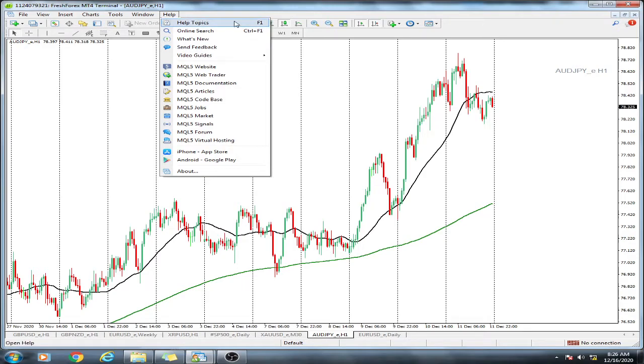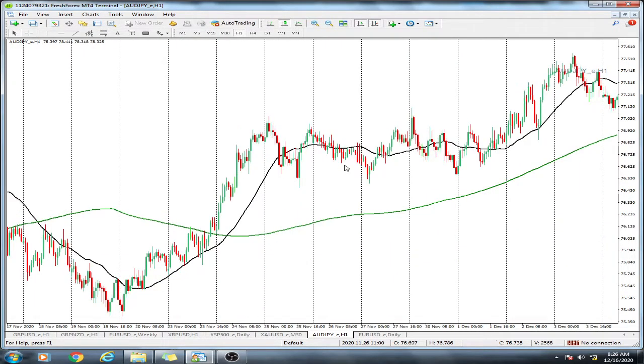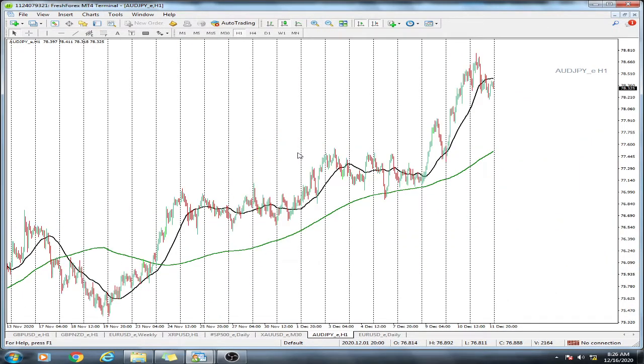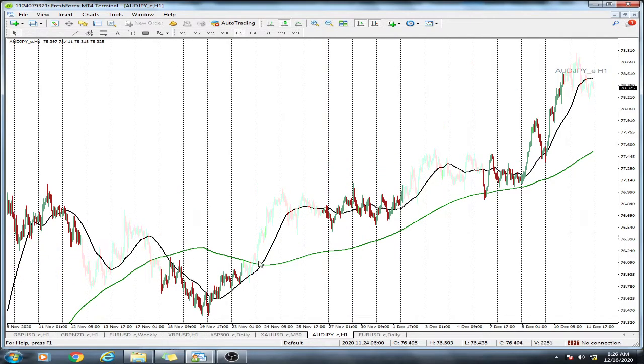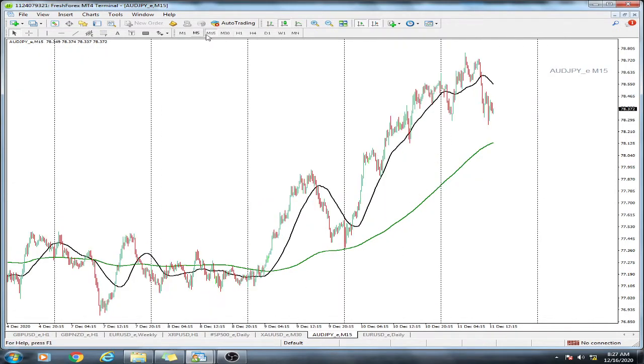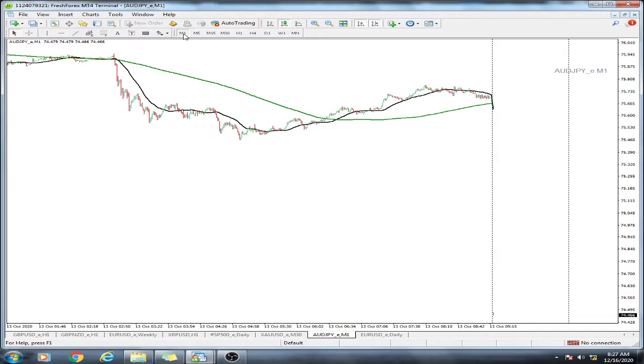here. F1, not F1 exactly. Help. Then you go to F1. You go to help topics. Okay. So this one, with these two indicators, how I trade them is this. How I use them for intraday trading. First of all, I don't use it on 1 hour. You have to go down to 15 minutes or even 1 minute at some time.